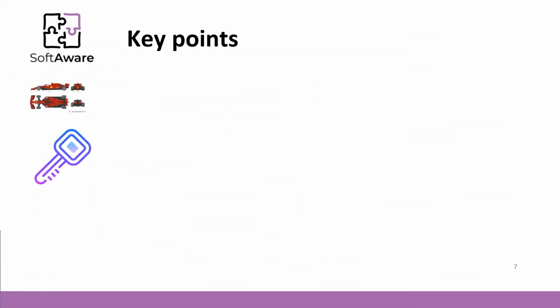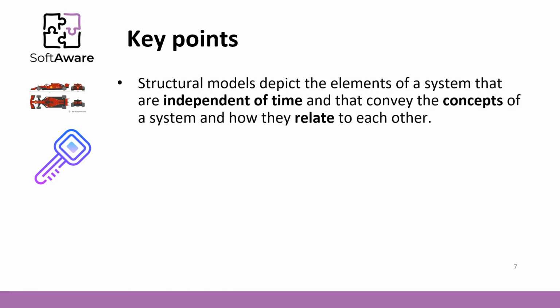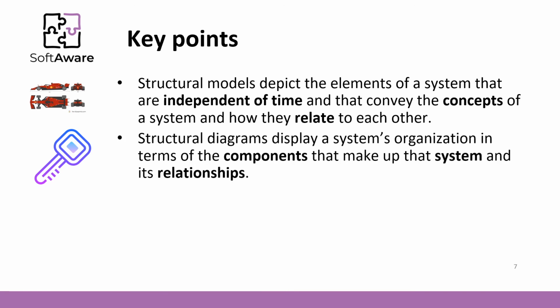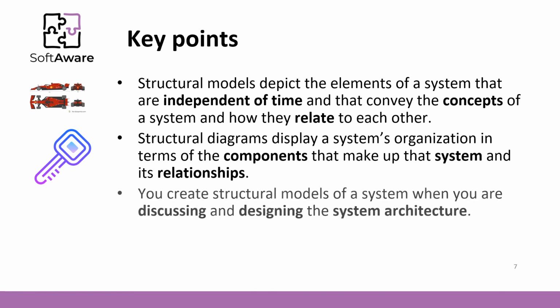The key points of this lecture: Structural models depict the elements of a system that are independent of time and that convey the concepts of a system and how they relate to each other. Structural diagrams display the organization of a system in terms of the components that make up that system and its relationships. You create structural models of a system when you are discussing and designing the system architecture.